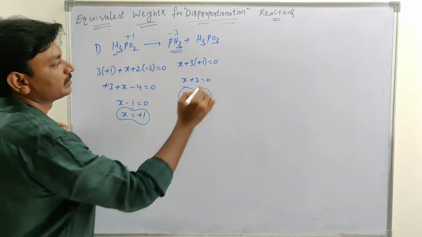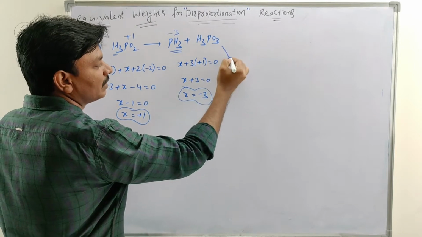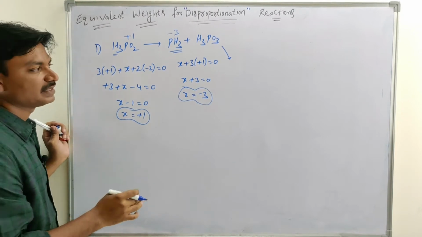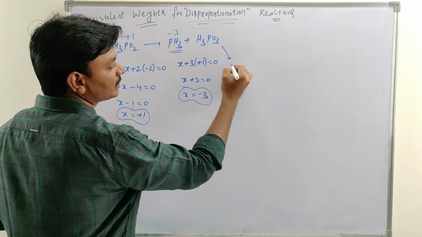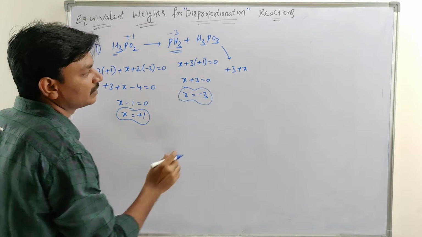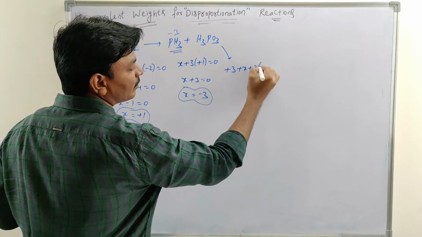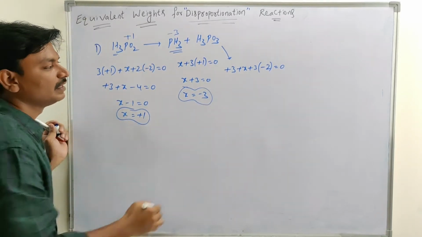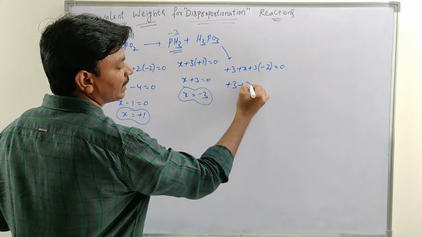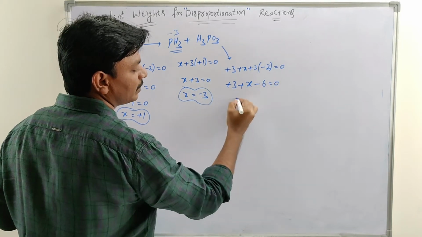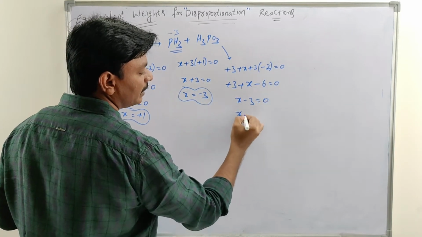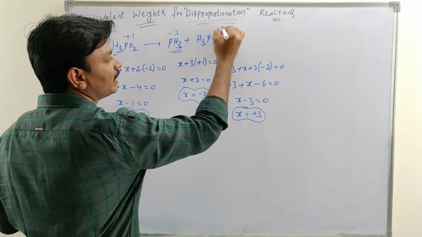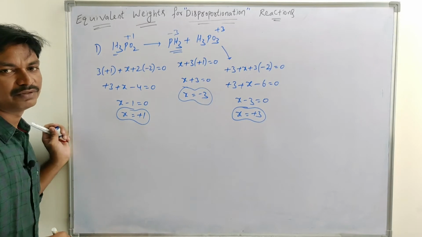Okay, clear? Next, in H3PO3, the phosphorus oxidation number: here 3 hydrogen atoms are present, that is 3 into +1, plus X for the central atom, and the remaining 3 oxygen atoms are present, each having -2 charge. So +3 plus X minus 6 equal to 0, X minus 3 equal to 0, X equal to +3. That is the +3 oxidation number of phosphorus in the H3PO3 molecule.